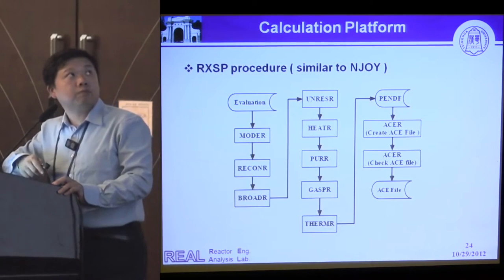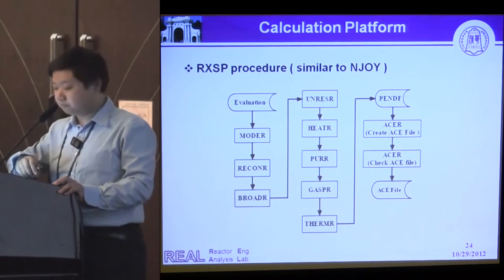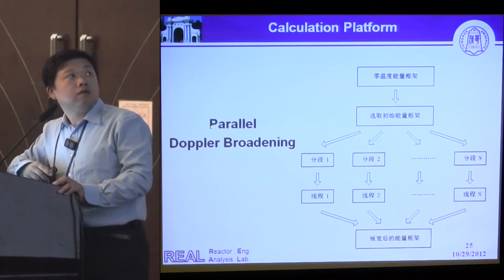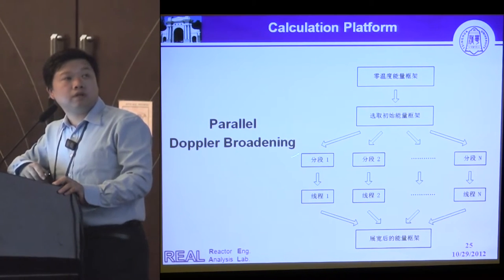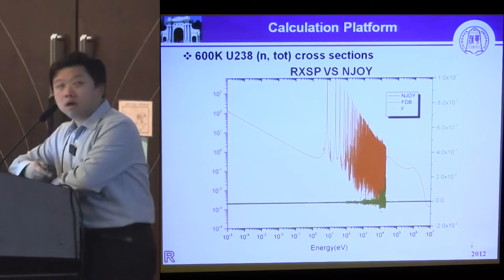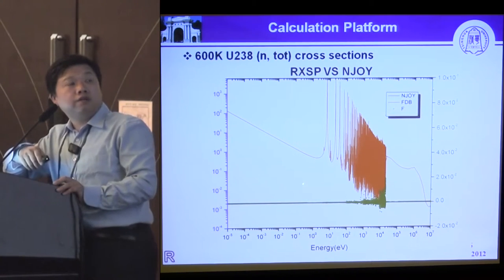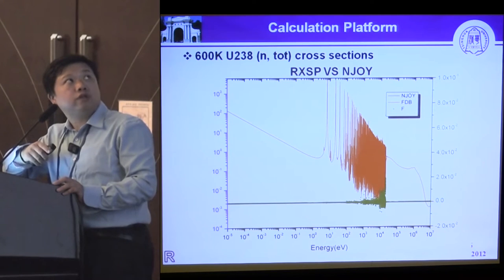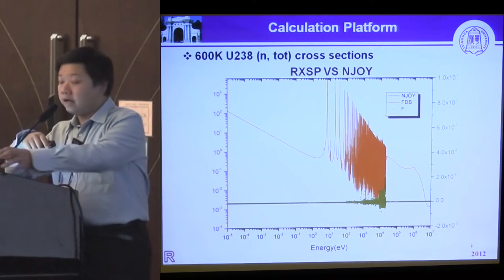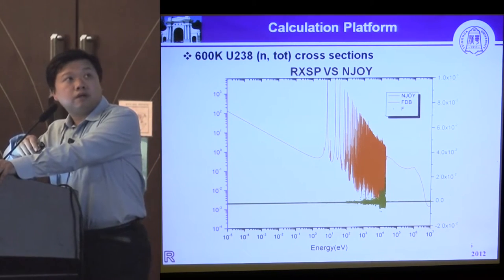This is the XSP procedure, similar to the NJOY code. And this is our parallel Doppler broadening figures. This figure shows the result between these two codes, XSP and NJOY. The figure shows the uranium-238 cross section. So we can find from this figure that NJOY and XSP get the same result.